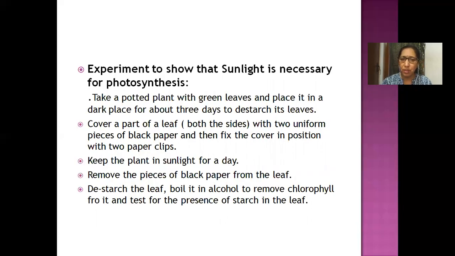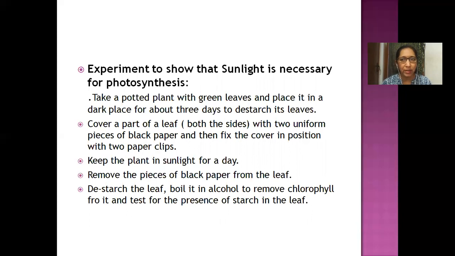Another experiment, this is to show that sunlight is necessary for photosynthesis. Here, again, we need a potted plant with green leaves and place it in a dark place for about 3 days to destarch its leaves. Then cover part of the leaf with 2 uniform pieces of black paper and fix the cover in position with 2 paper clips.